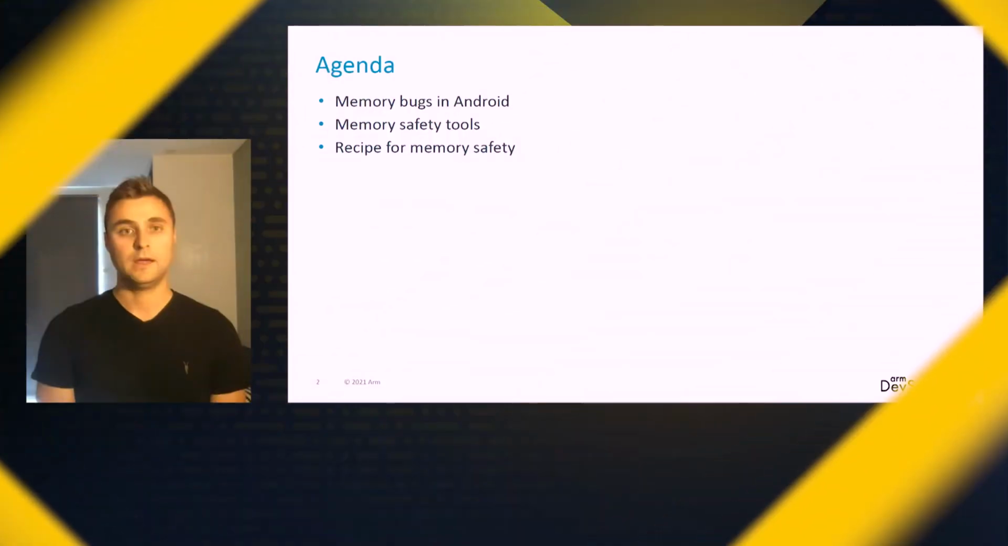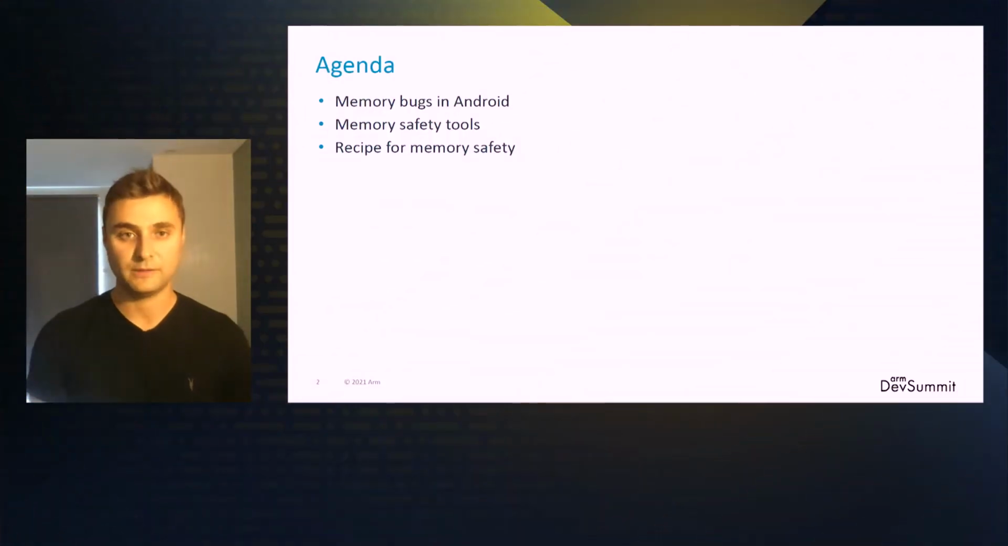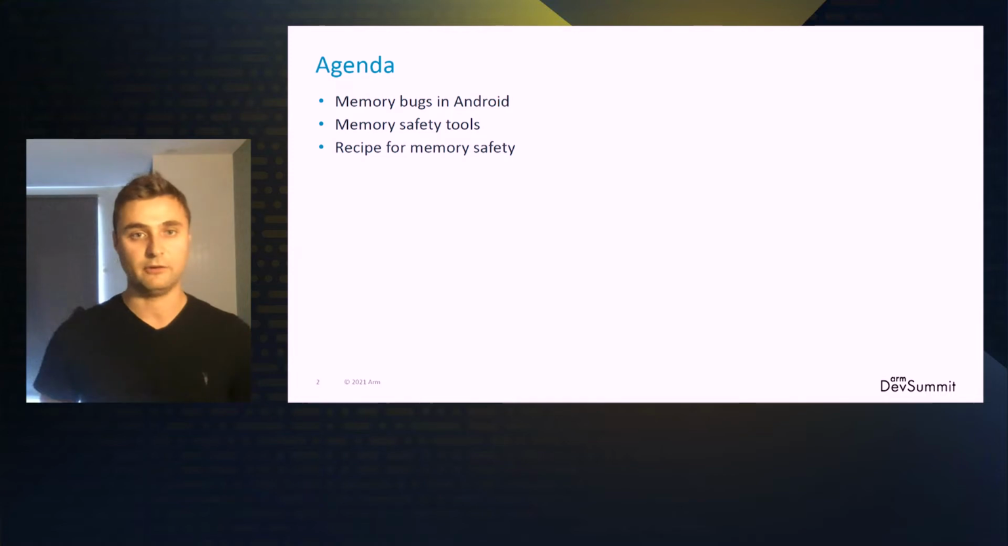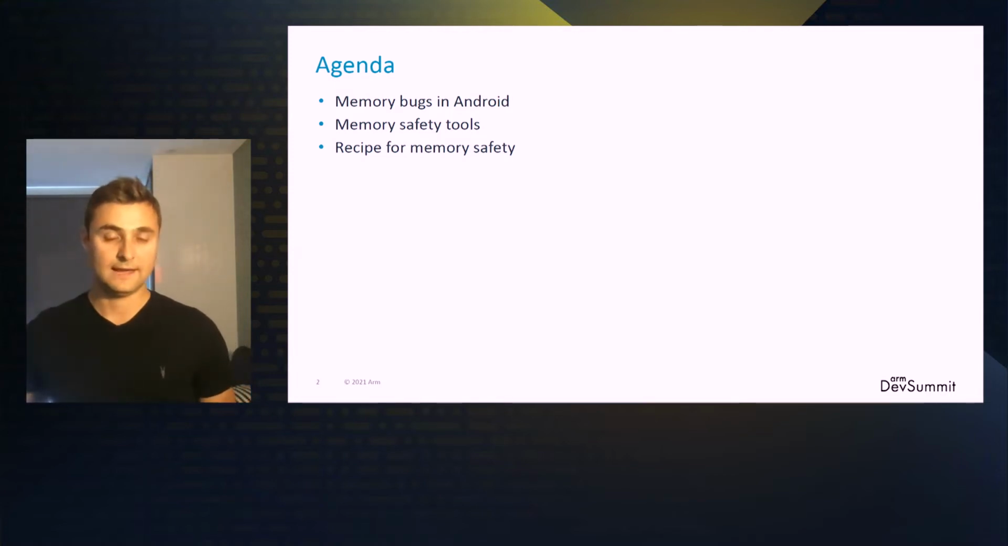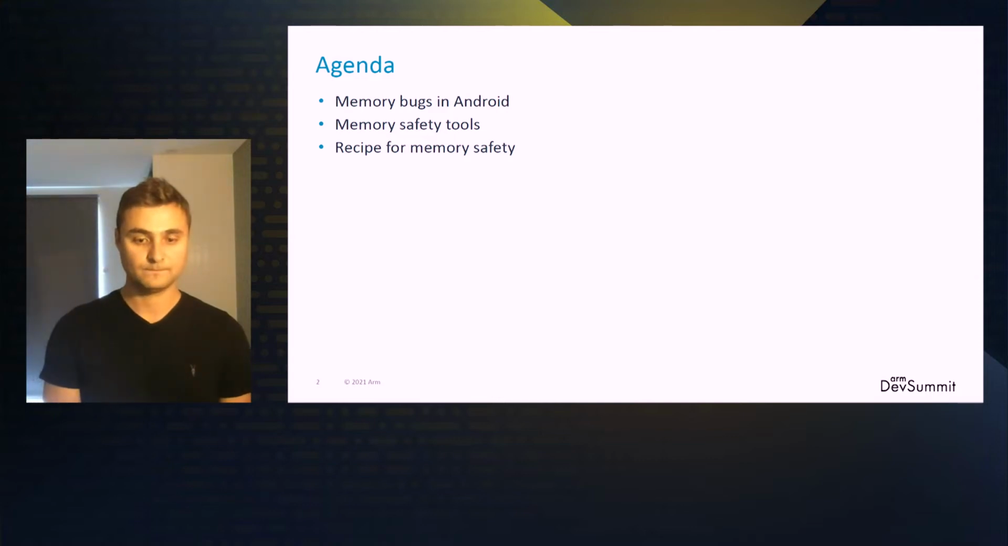Let's start by taking a look at the agenda. I will talk about the impact of memory bugs in Android. I'll then move on to talk about the tools we have been building over the years, and finish by providing you with a recipe for memory safety. Hopefully, by the end of this talk, you will have a good understanding of the impact such bugs have on your codebase and access to the tools that can help you detect and fix such bugs.